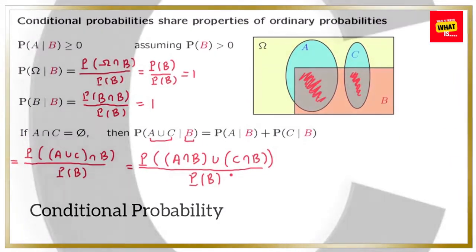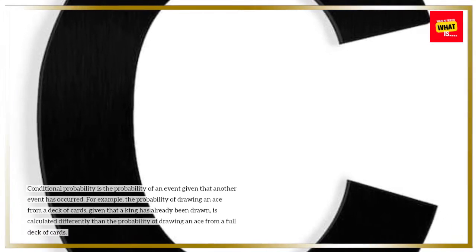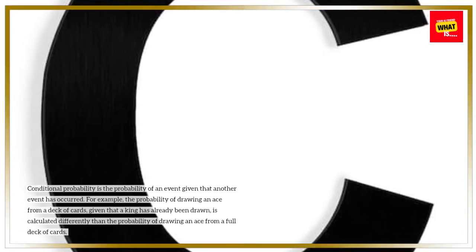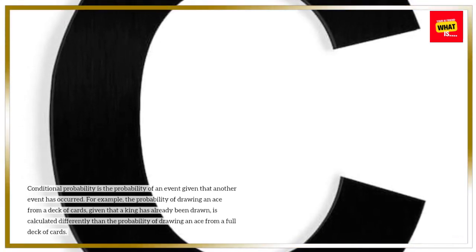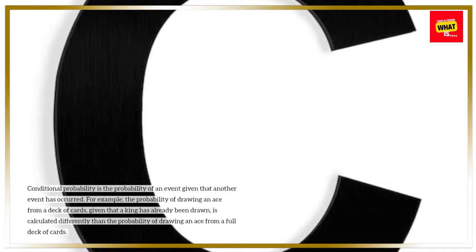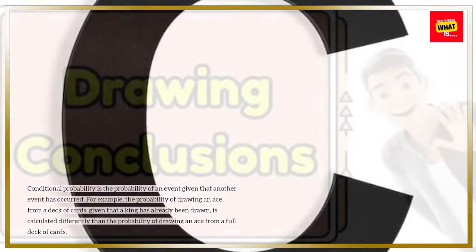Conditional probability. Conditional probability is the probability of an event given that another event has occurred. For example, the probability of drawing an ace from a deck of cards, given that a king has already been drawn, is calculated differently than the probability of drawing an ace from a full deck of cards.